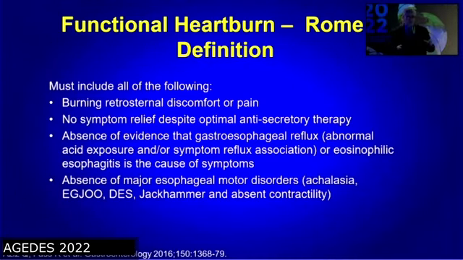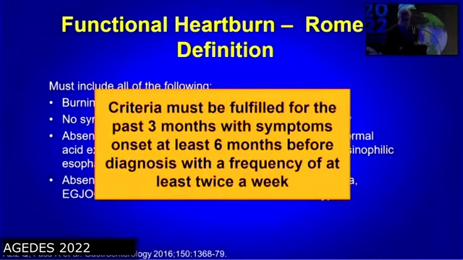I can tell you that now we don't have any more of that in Chicago 4, and I was lucky enough also to be part of Chicago 4, part of the EGJ outflow obstruction section there. And as part of the Chicago 4, all disorders are going to be major, including ineffective esophageal motility. So the future of Rome 5 would be to include also the others. And the criteria must be fulfilled for the past 3 months with symptom onset at least 6 months before diagnosis, with a frequency of at least twice a week.